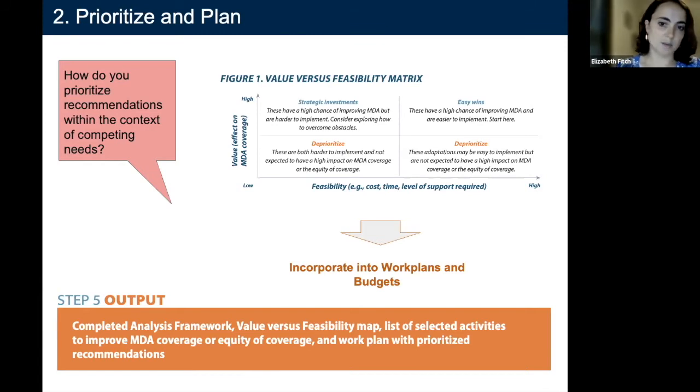And so this was a question that we got from one of the participants: how do you prioritize recommendations? And so we recommend on the x-axis looking at feasibility of implementation, which refers to the ease of implementation or the cost, time, and level of support needed. And then on the y-axis, looking at the value, which refers to the potential to increase MDA coverage or reach persons who are missed. And so depending on where your recommendation falls within this matrix, it helps you decide which ones would be worth implementing.